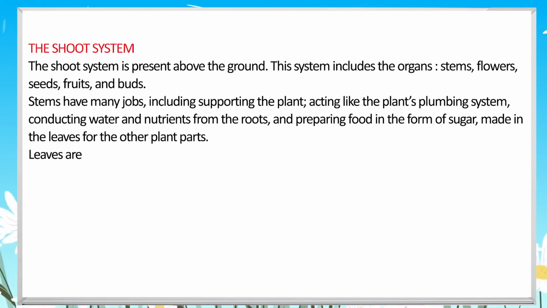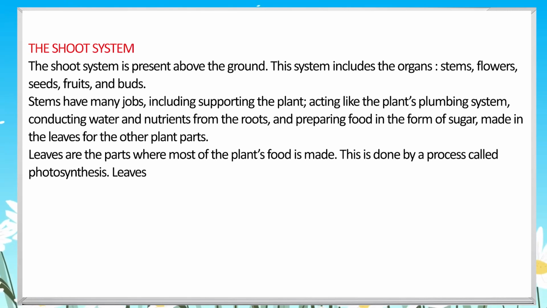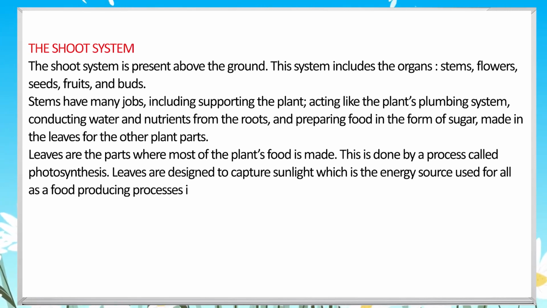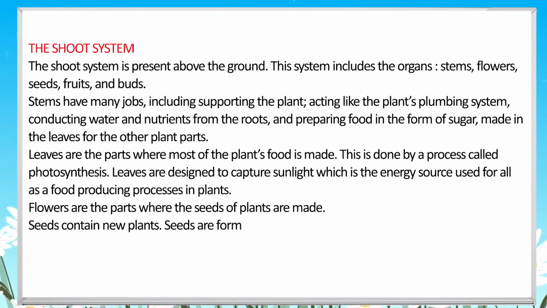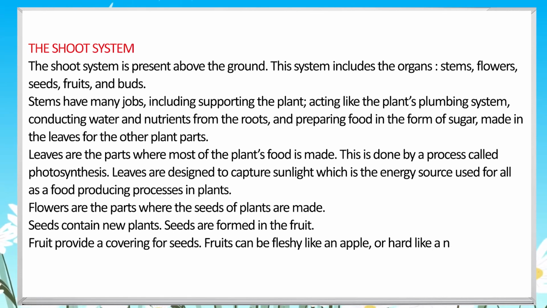Stems have many jobs, including supporting the plant, acting like the plant's plumbing system, conducting water and nutrients from the roots, and preparing food in the form of sugar, made in the leaves for the other plant parts. Leaves are the parts where most of the plant's food is made. This is done by a process called photosynthesis. Leaves are designed to capture sunlight, which is the energy source used for all the food-producing processes in plants.